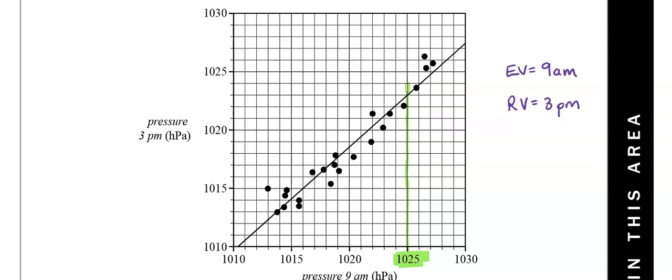Remember, when we're substituting in the EV, in this case, anything above our highest point working left to right or below our lowest point working left to right would be an extrapolation. Anything inside those two boundaries, so between 1013 and approximately just over 1027, would be an interpolation.